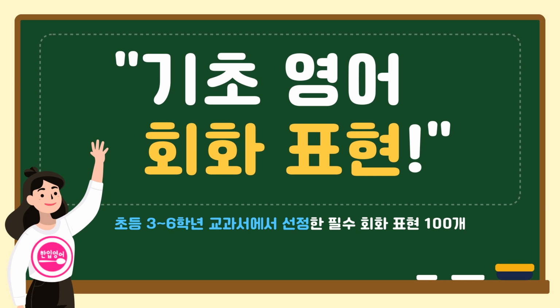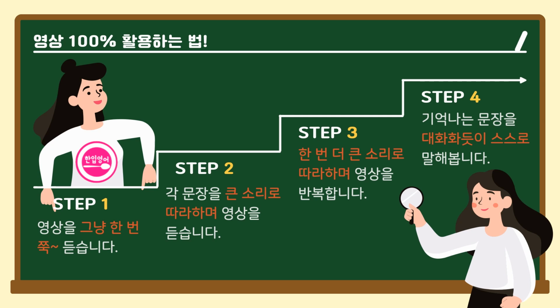안녕하세요. 한입영어입니다. 이번 영상 시리즈는 기초 영어 실력 향상을 위해 초등 3학년부터 6학년 교과서에서 선정한 필수 회화 표현 100개를 주제별로 정리했어요. 4개의 순서대로 학습하면 엄청난 영어 학습 효과가 있을 거예요.